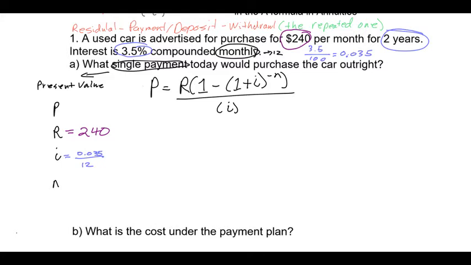And now we have to figure out the n value, which is the number of months in 2 years. So we're just going to multiply 2 by 12 to get 24.